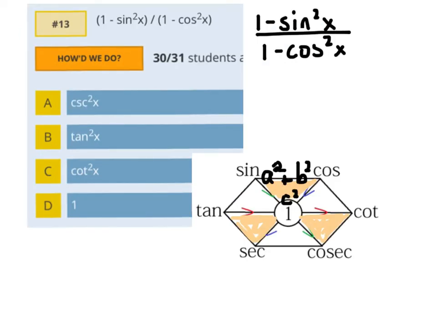Okay, I rewrote this so it looks more textbook pattern. So it's 1 minus sine squared divided by 1 minus cosine squared. This on top, direct Pythagorean. 1 minus sine squared is like c squared minus a squared, which would be b squared, or cosine squared in this case. Okay, bottom. 1 minus cosine squared is like saying c squared minus b squared, which would equal a squared, or sine squared.